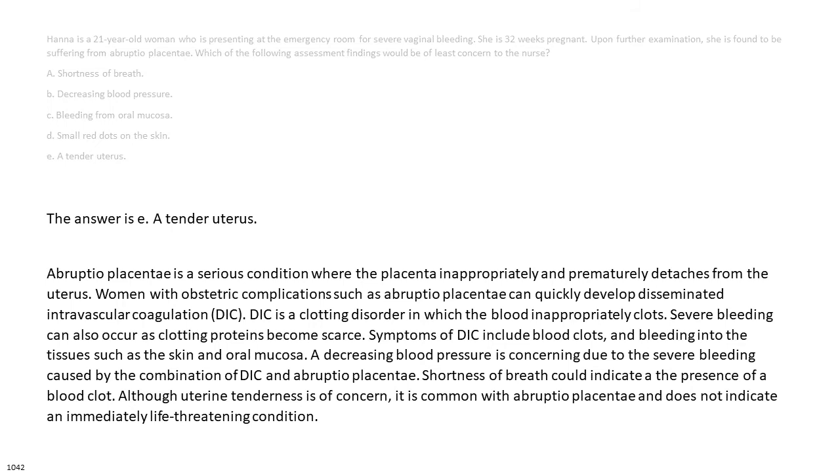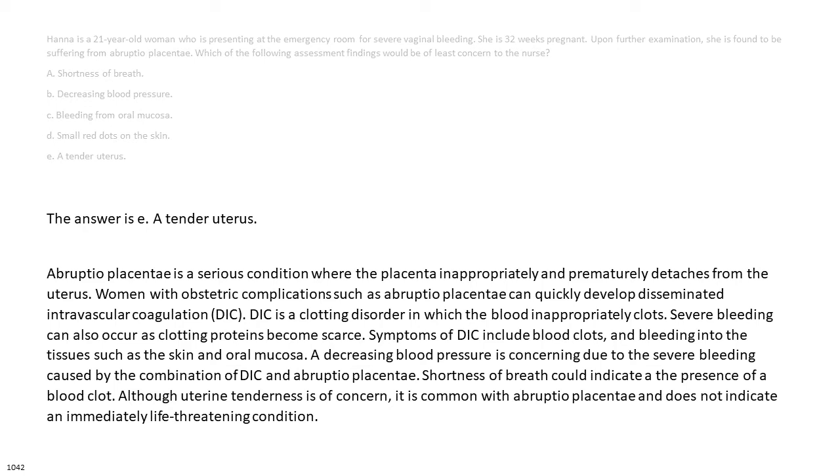The answer is E. A tender uterus. Abruptio placentae is a serious condition where the placenta inappropriately and prematurely detaches from the uterus. Women with obstetric complications such as abruptio placentae can quickly develop disseminated intravascular coagulation, DIC. DIC is a clotting disorder in which the blood inappropriately clots. Severe bleeding can also occur as clotting proteins become scarce.